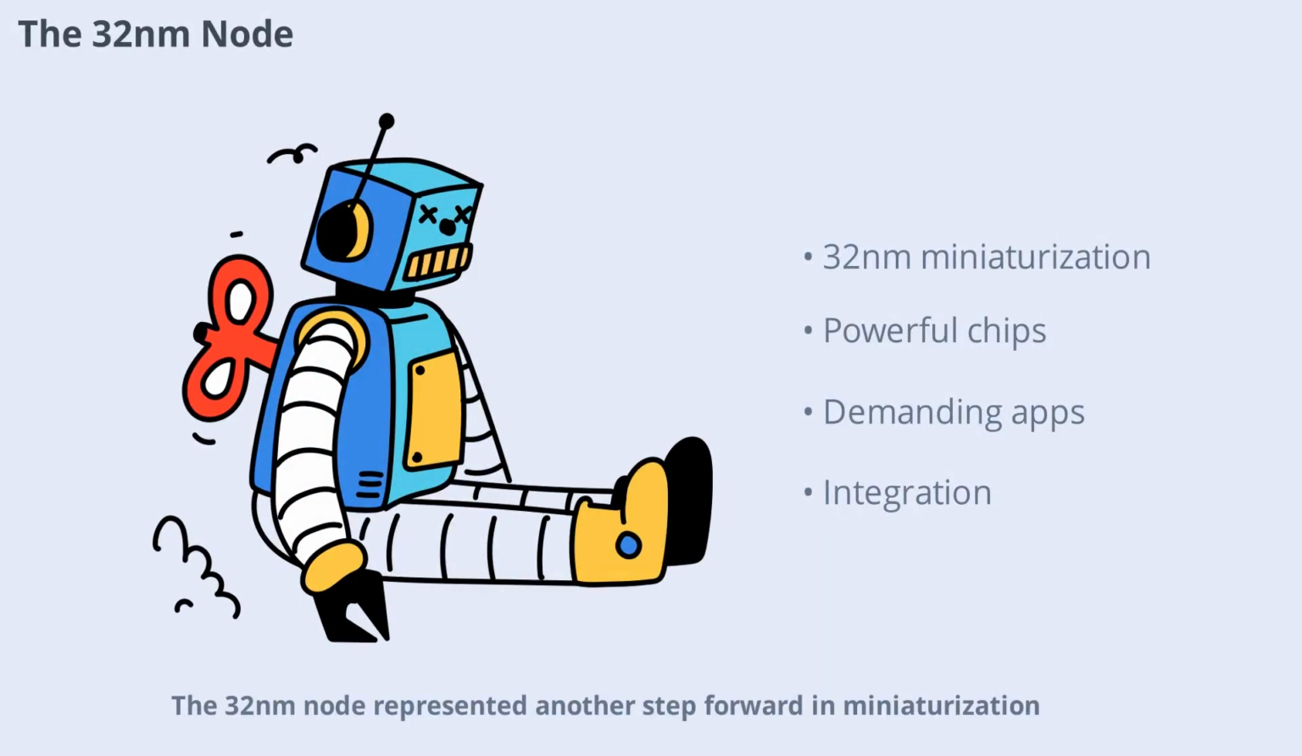The 32 nm node represented another step forward in miniaturization. Chips became even more powerful, supporting demanding applications like video editing and gaming. The 32 nm process enabled manufacturers to push the limits of integration, delivering more features in smaller packages.